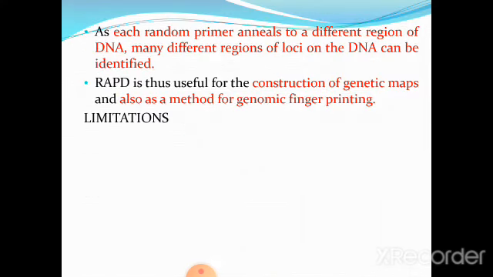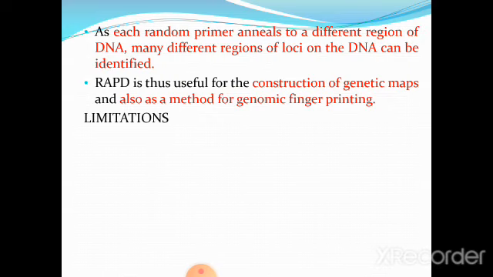As each random primer anneals to a different region of DNA, many different regions or loci on DNA can be identified. Therefore RAPD is useful for the construction of genetic maps, and it also serves as a method for genomic fingerprinting. So the two major applications of RAPD are, number one, construction of genetic maps, and number two, they serve as a method for genomic fingerprinting.